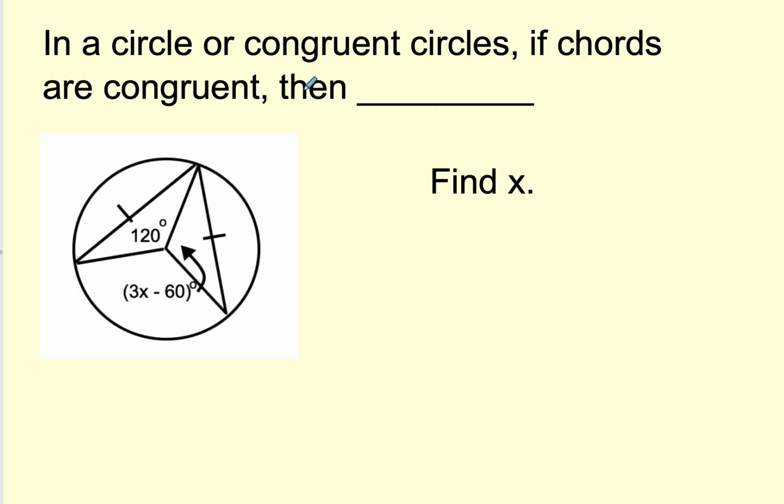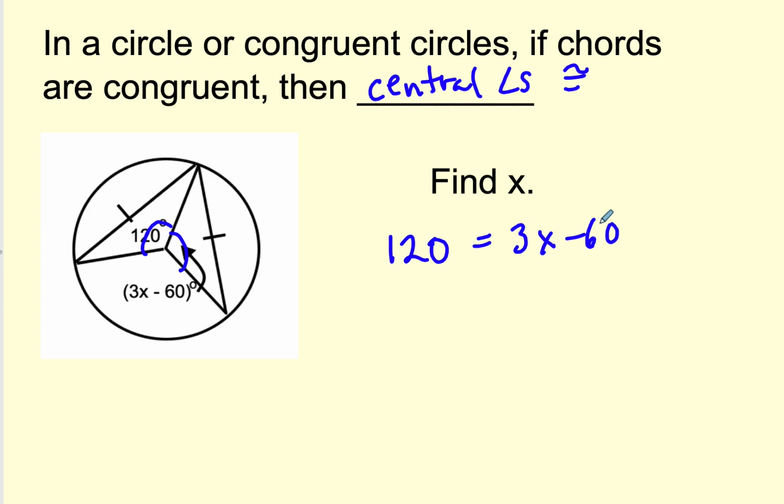Notice that we have a circle and we have chords congruent. So these chords are congruent. So that tells us these two angles will be congruent. So central angles are congruent, which is going to allow us to make these measures the same. 120 equal to 3x minus 60. So this is going to be 180 is equal to 3x. Therefore, x is equal to 60.